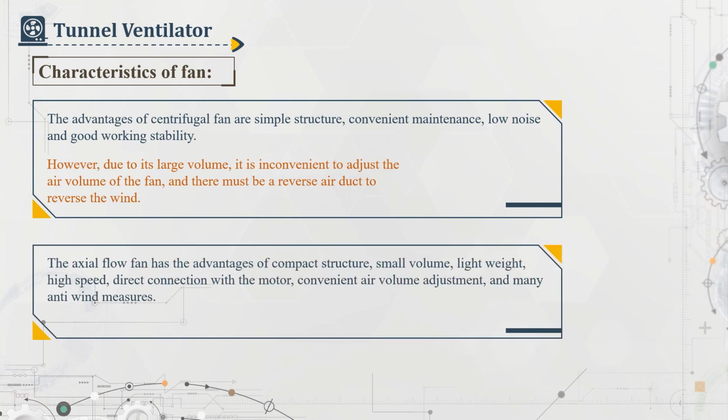2. The actual flow fan has the advantage of compact structure, small volume, lightweight, high speed, direct connection with the motor, convenient air volume adjustment, and many anti-wind measures. Its disadvantages are large noise and complex structure.